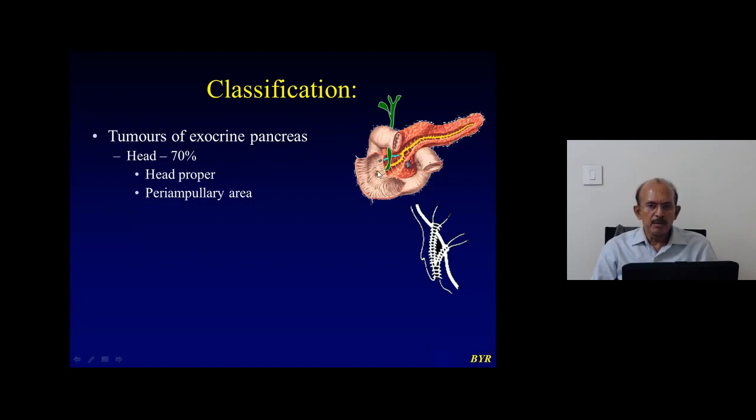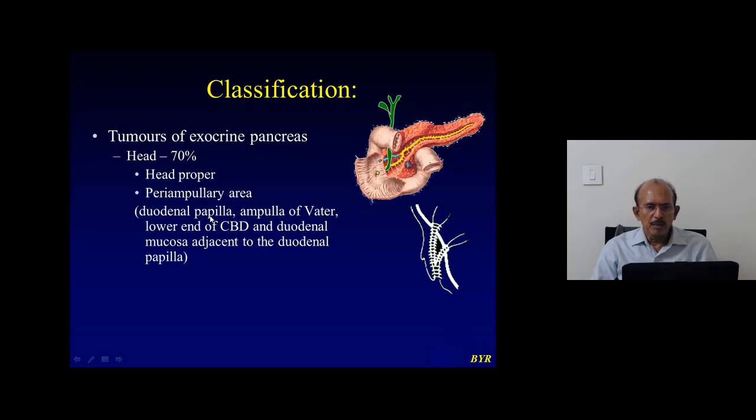This periampullary tumor can arise from the duodenal mucosa around the papilla, or from the lower end of the common bile duct, or from the pancreatic duct. So it can be from the duodenal papilla, ampulla of Vater, lower end of CBD, and duodenal mucosa adjacent to the papilla. Any of these structures may be involved in this tumor formation. This is called a periampullary tumor. Then tumors can be from the body of the pancreas, which occurs in about 20% of the cases. From the tail, about 5% of the cases.